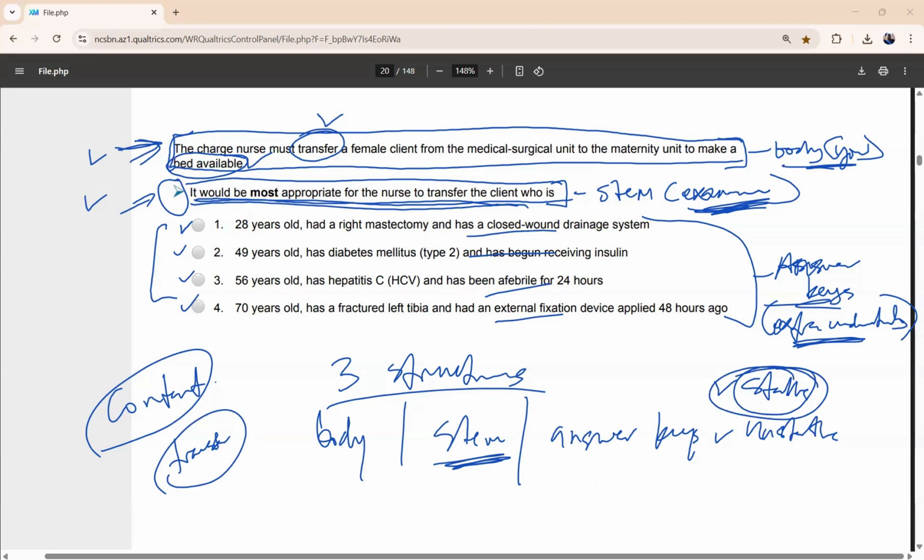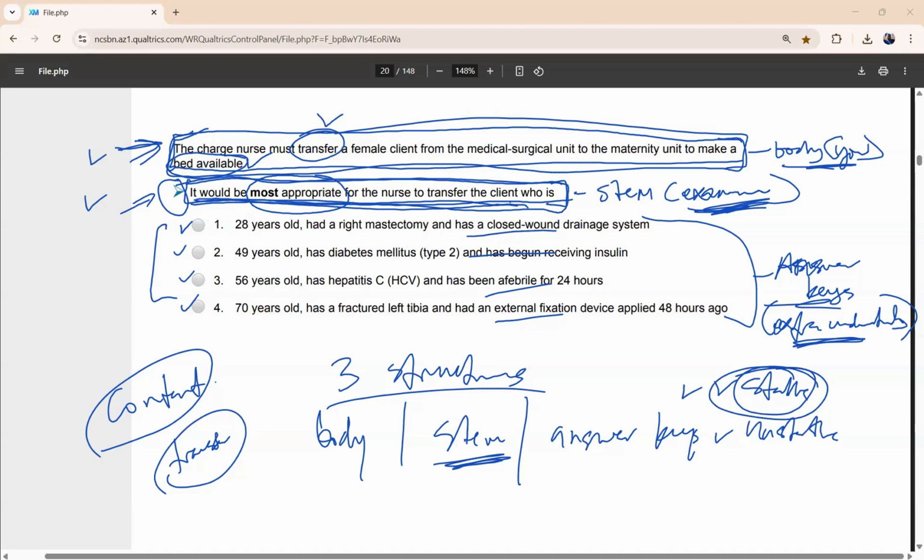So all I now need to do is look at what the examiner is asking. Look at what the examiner is saying. It would be most appropriate for the nurse to transfer the client who is. Now, what is the NCLEX asking you about? Most appropriate. We've done the critical thinking right from the body of the question already. We've said we need to transfer, and not only that, we are trying to make a bed available.